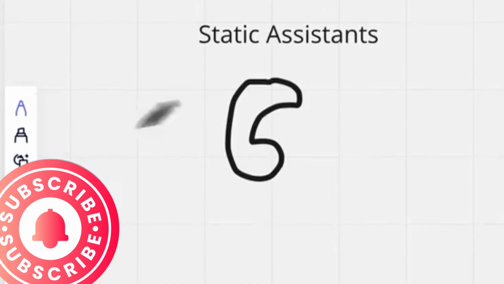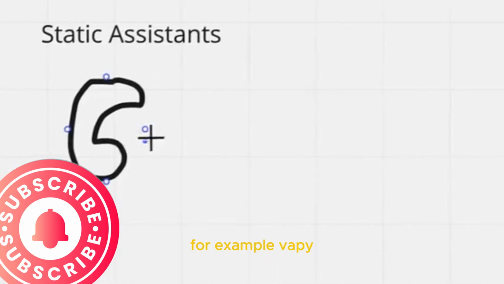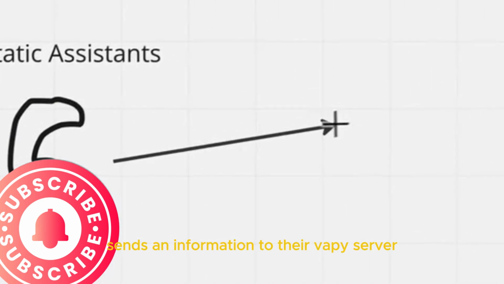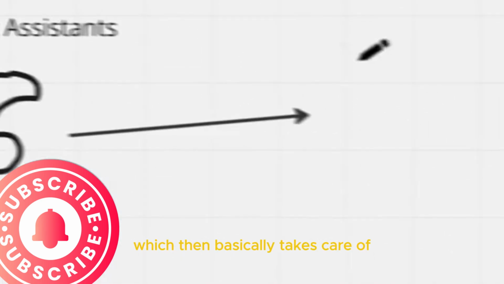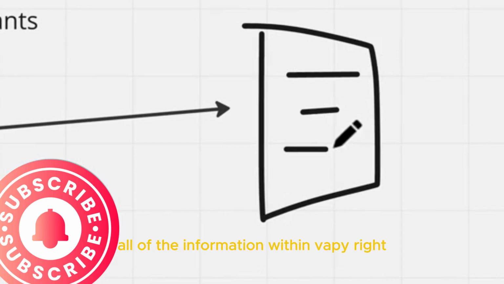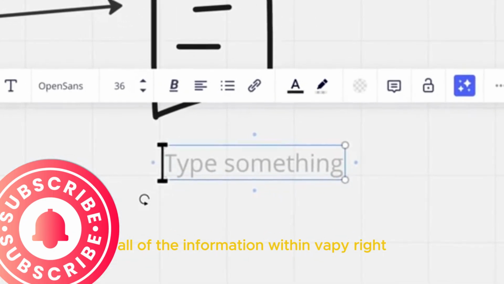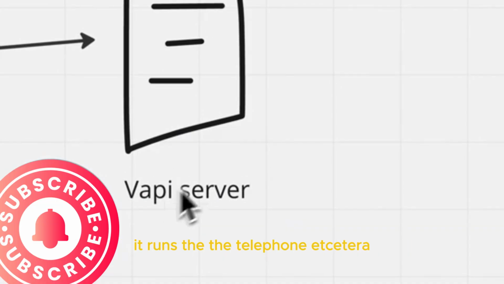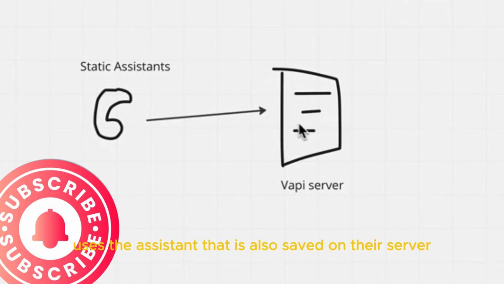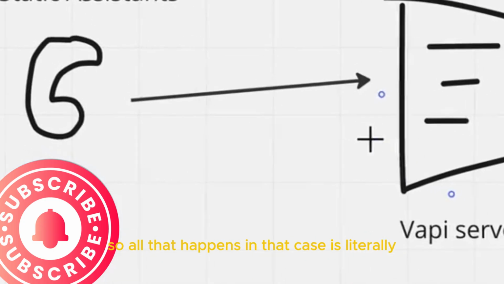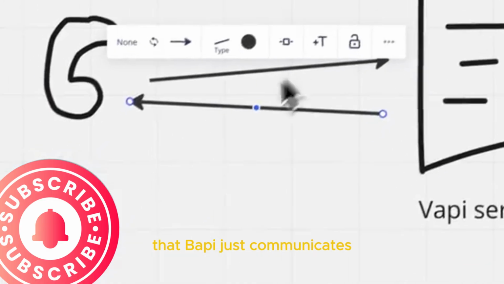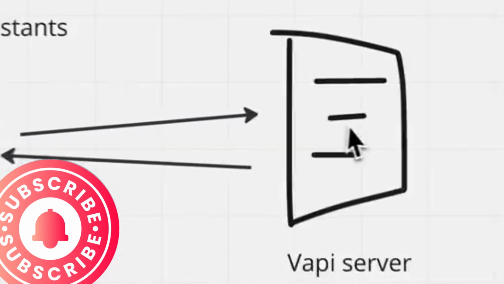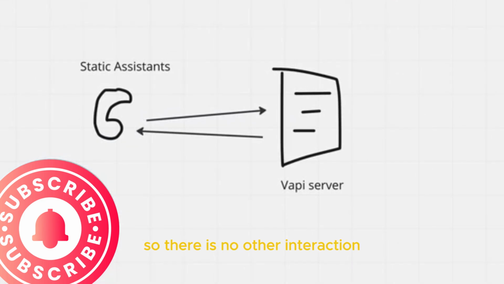Now we have a phone here, and what happens when a phone call comes in, for example, is that Vapi sends the information to the Vapi server, which takes care of all of the information within Vapi, right? Vapi validates all of the information and runs the telephony, etc. It uses the assistant that is saved on their server to return the information back to the caller. So all that happens in that case is that Vapi just communicates back and forth between the phone caller, the server, and the phone caller. There is no other interaction because you created the assistant on their platform.